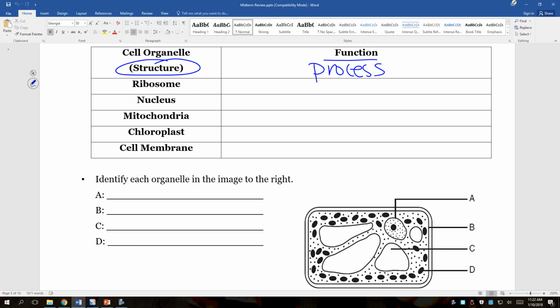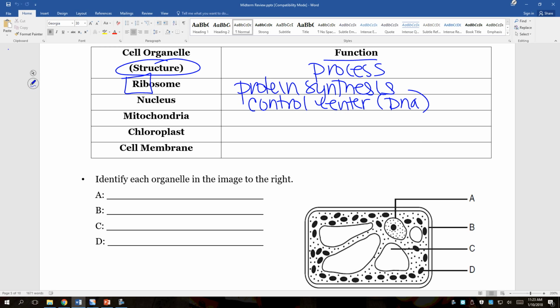First up, we have ribosome. Remember, ribosome has that prefix rib. When we're looking at that prefix rib, what I want you to think is, what are ribs made up of? Ribs are a type of meat, right? So that's going to be involved in protein synthesis. Next up, I have my nucleus. The nucleus is going to be our control center. It's going to be where all of our genetic information is. And remember, our genetic information is going to be our DNA.